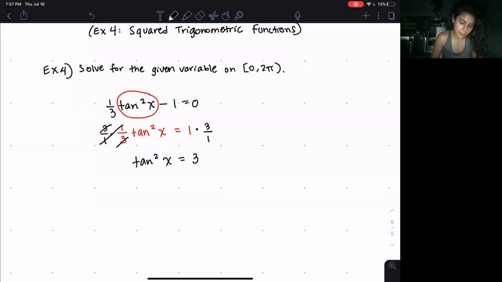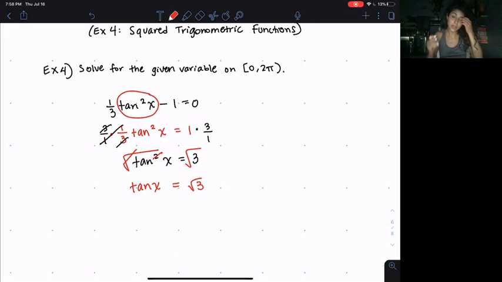Now in my final step, it may look like tangent's been isolated, but we really have a tan squared when we should have just tangent. So at this stage, I'm going to take square roots of my expression. Now the square and the square root will cancel each other out, leaving me with tangent x equals radical 3.